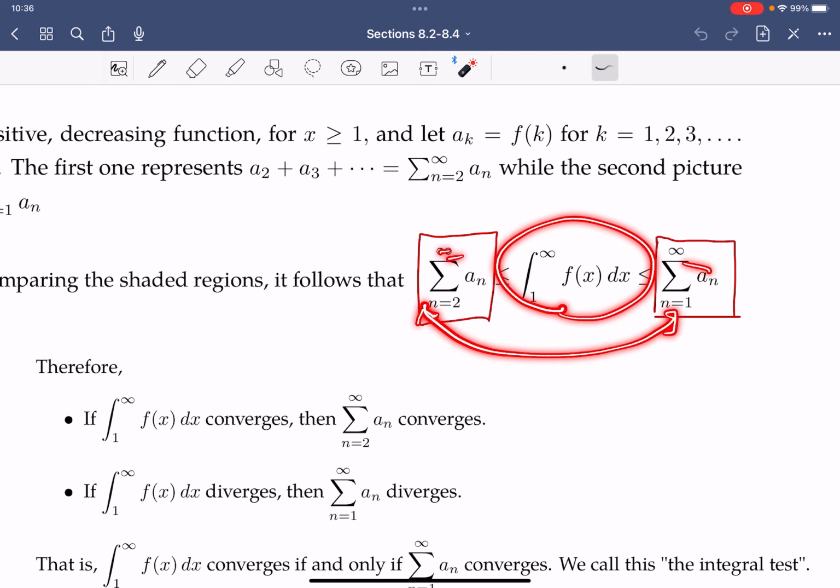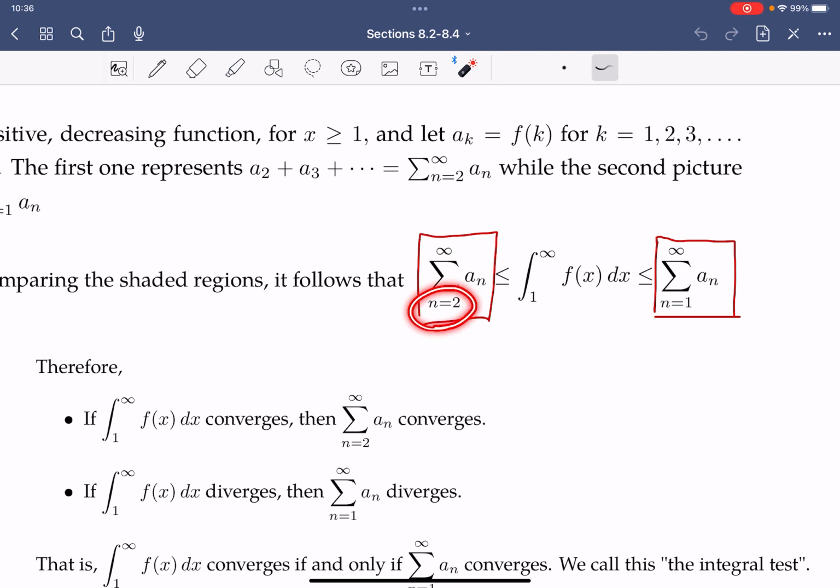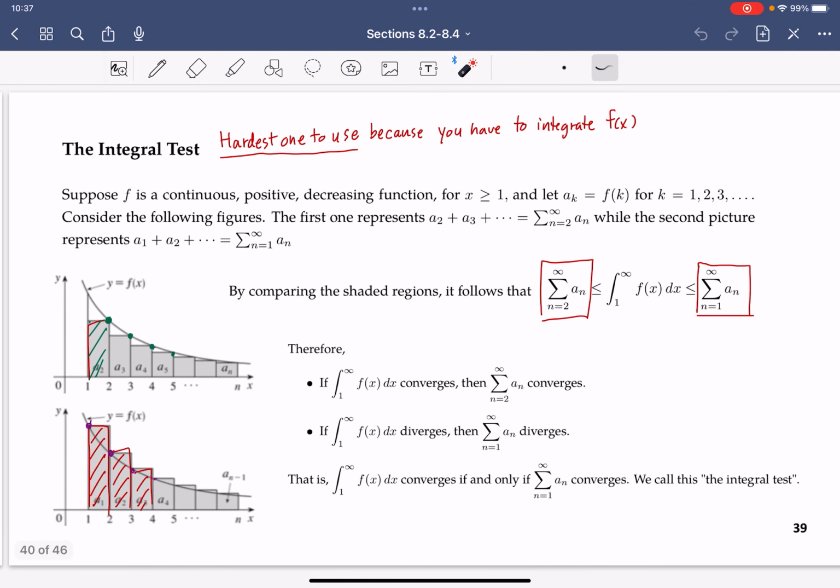These two series must behave the same because the difference is only the first term, n equal to 1 and n equal to 2 here. So the convergent and divergent pattern must be the same. Once you figure out the convergence or divergence of the integral, you can just conclude the divergence or convergence of the series as well.